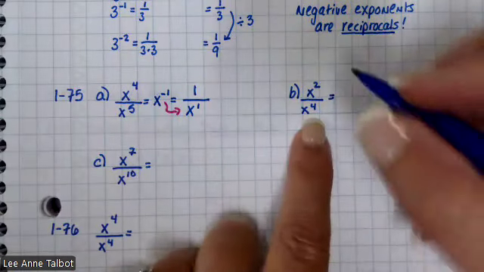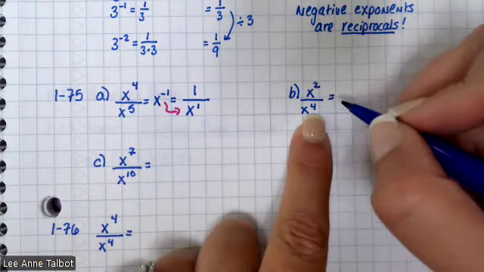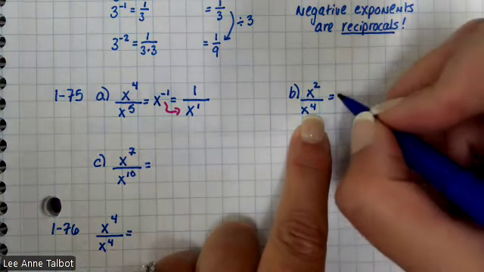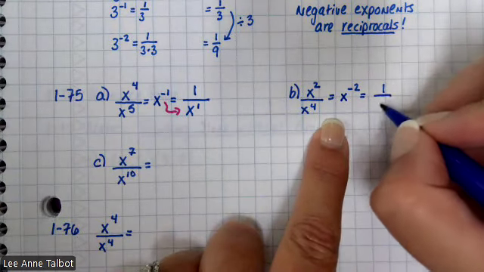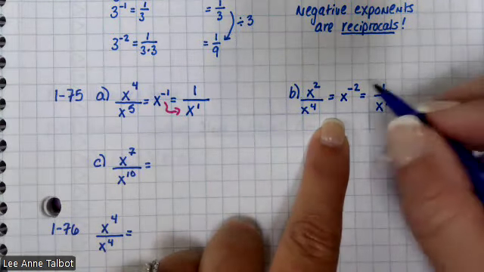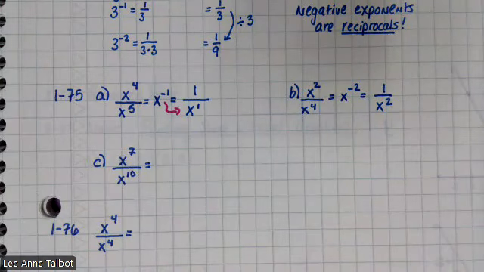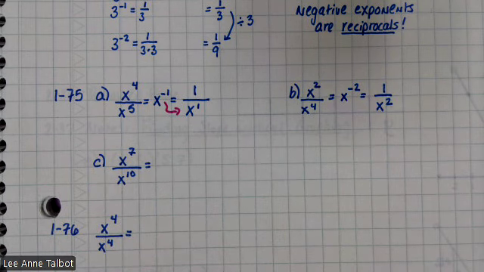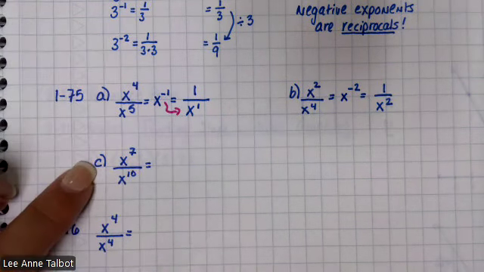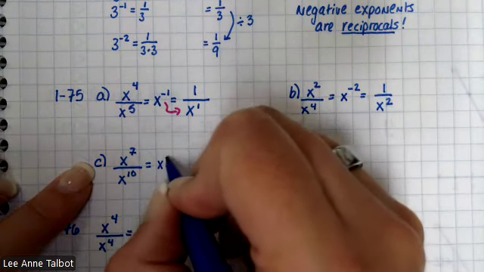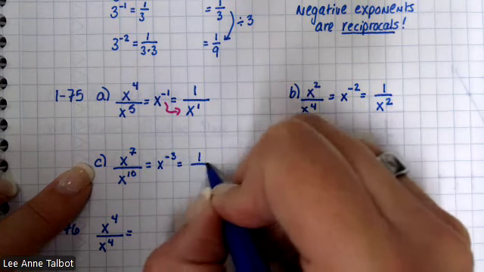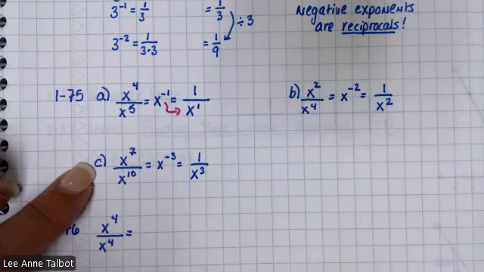Okay, now B. What's 2 minus 4? Okay. Negative exponent is a reciprocal, 1 over x to the positive 2. Okay, what's 7 minus 10? Negative 3. Negative exponents are reciprocals.